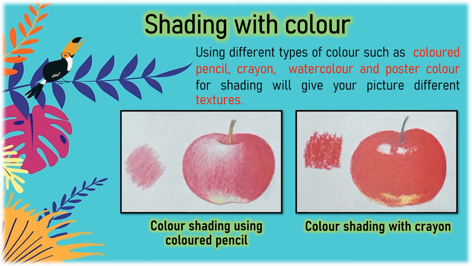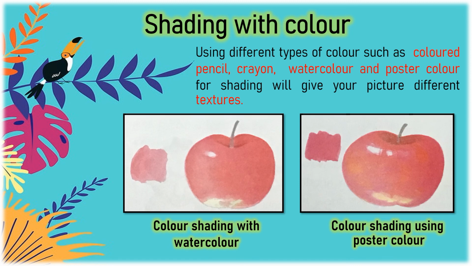Those pictures that you can see on your screen are the effects produced by shading with different types of color. The first one, color shading using colored pencil. Next, color shading with crayon. Color shading with watercolor. And the last one, color shading using poster color. So using different tools for coloring gives different texture and feelings.